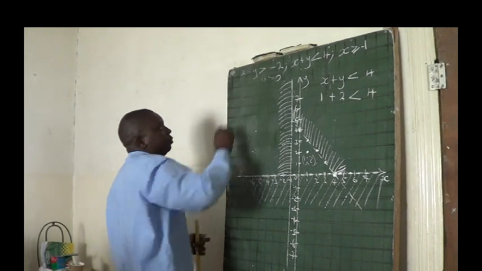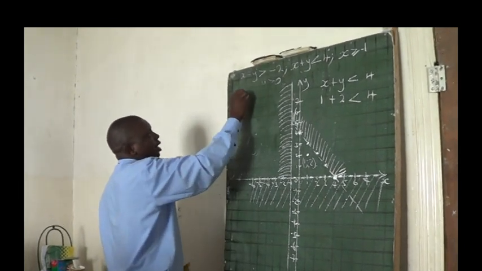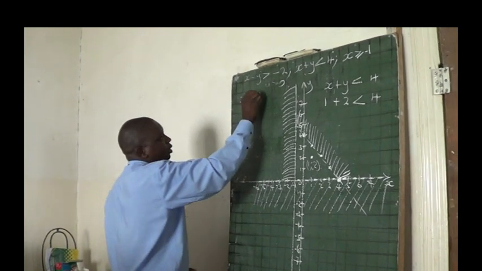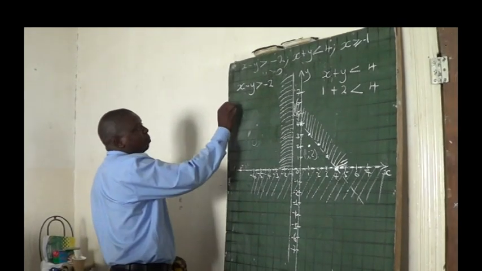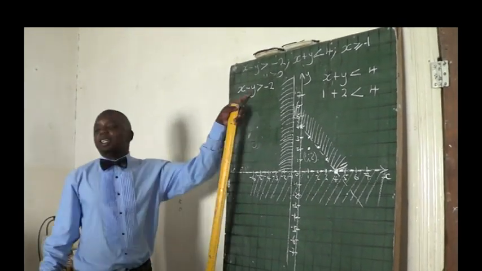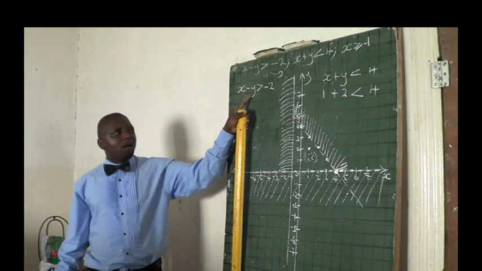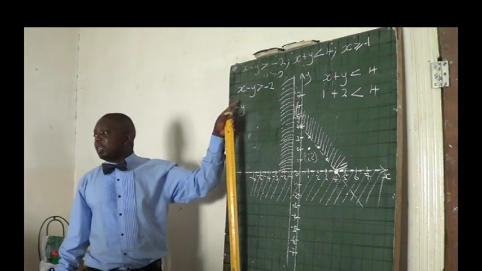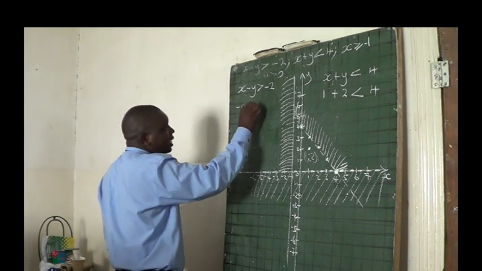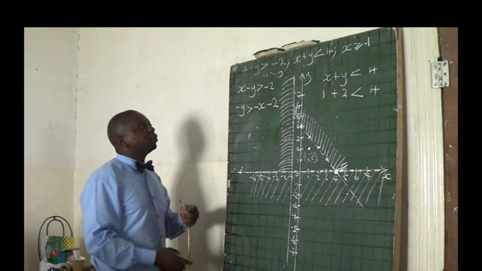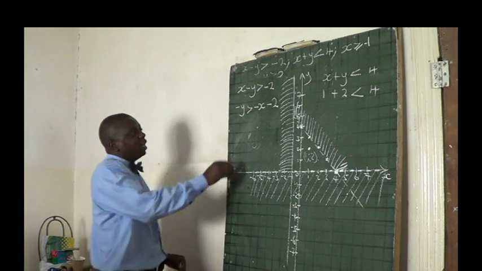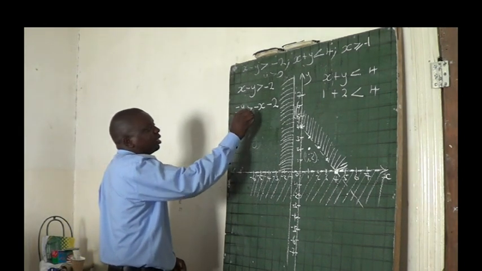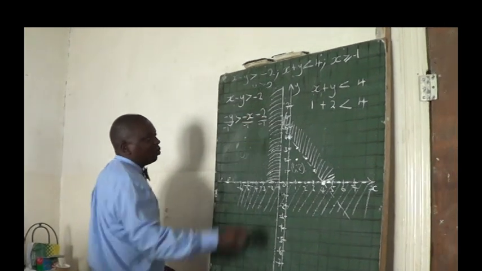y is greater than minus 2. x minus y is greater than minus 2. We make y the subject. We leave the term containing y on its own side. Our y here is negative, so we leave it as minus y is greater than minus x minus 2. Because when x goes to the other side of the inequality sign, it becomes minus. Right, we divide throughout by minus 1.